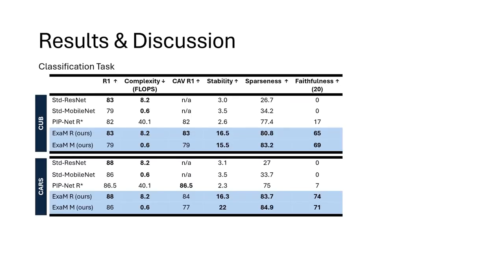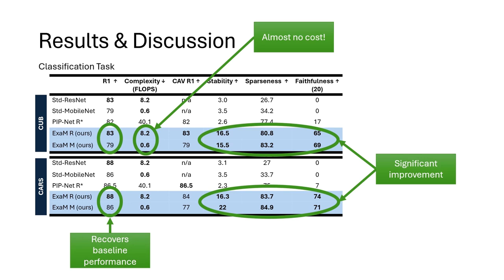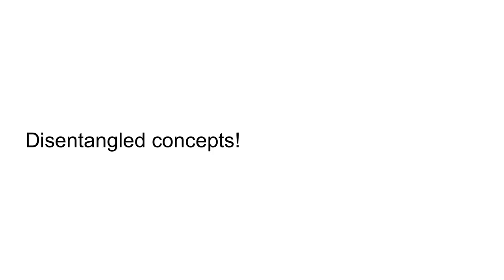The results we achieved, essentially, show almost no complexity cost over the baseline model. It shows significant improvements when comparing explainability metrics such as stability, sparseness, and faithfulness of the obtained concepts when compared to the current state of the art. We also recover the baseline performance of the original model, and we achieve disentangled concepts.